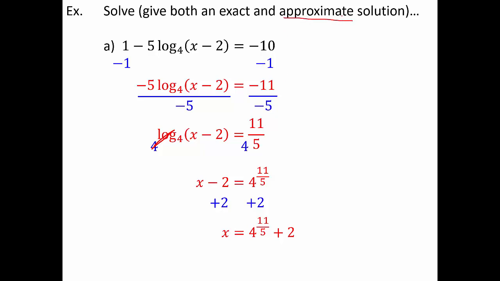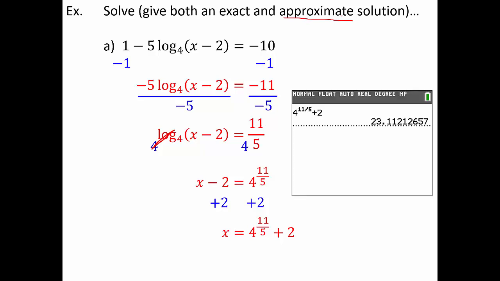I need to approximate my solution, because as soon as x is by itself, I'm done. That is my exact answer. x equals 4 to the 11 fifths plus 2. To approximate it, I'm going to type this into a calculator, and rewriting 4 to the 11 fifths as a 5th root makes the calculator a little bit more challenging because, again, I don't know where the 5th root button is on my calculator. Of course, that's a lie. I know where it is, but I'm going to guess that you don't, and I have no interest in telling you where it is. So just write it as 4 to the 11 fifths plus 2. I get 23.112.